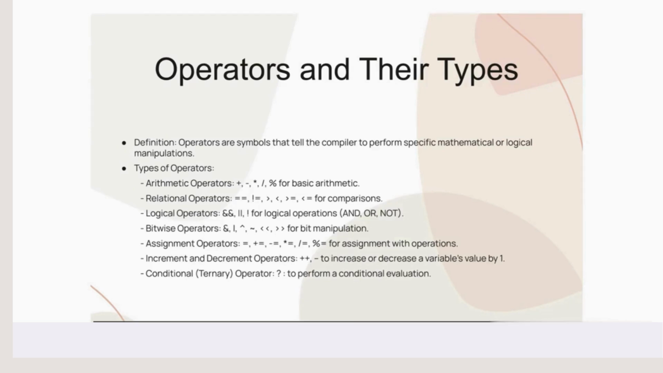Arithmetic operators. Arithmetic operators like plus, minus, multiply, divide, modulus, these symbols are used for basic arithmetical operations like addition, subtraction, multiplication, division and modulus. Relational operators. Relational operators are used for comparison, like if you want to compare two values: equal to, not equal to, greater than, less than, less than or equal to and greater than or equal to are some operators which are used to compare values for the given variable or an expression.